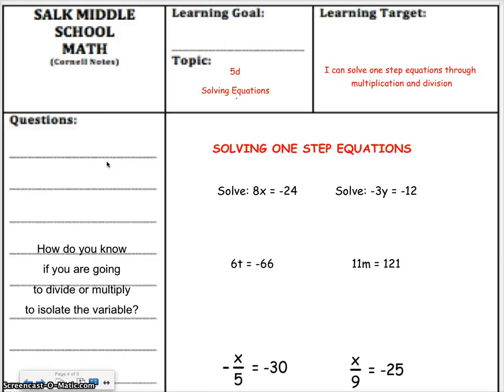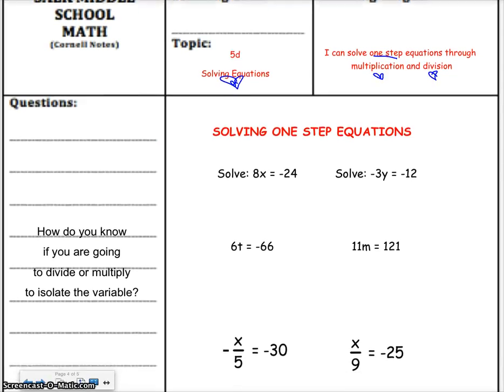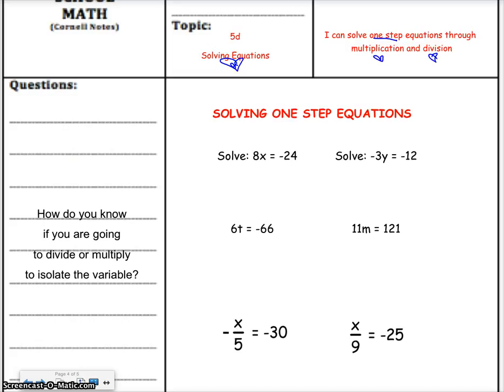We're going to continue solving equations, and you are going to be able to solve one step. That means you have to do one thing to get the variable by itself through multiplying and dividing today. So you're going to solve equations through multiplying and dividing. That means you either have to multiply or you have to divide to get the variable by itself.